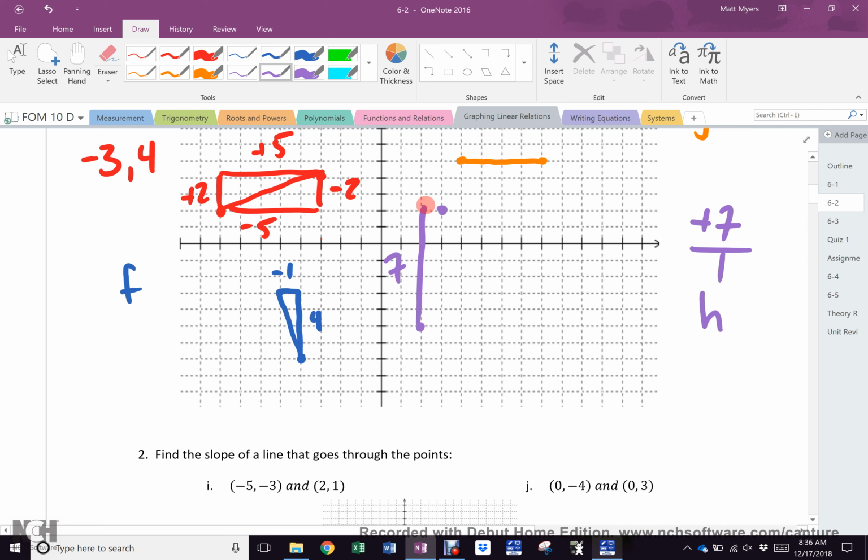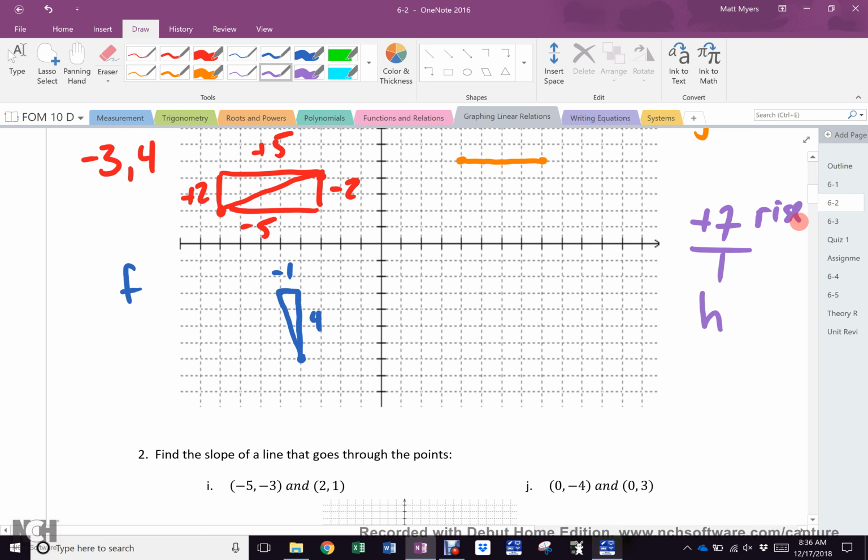Up 7, that way 1. 7 divided by 1 is 7. Or I could have gone down 7, but that would have taken me off the graph. And over 1. I don't know what else I can do. It's counting. Choose a point and count from it. Count up or down first and then left or right.